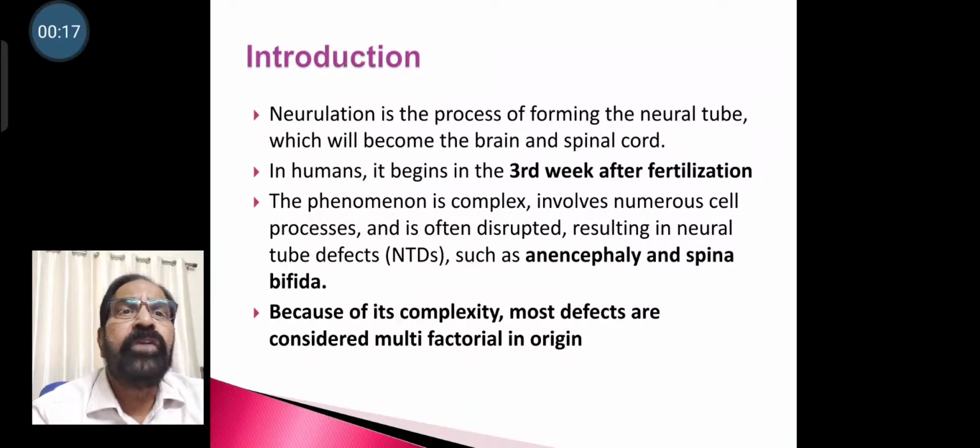Neurulation is the process of forming the neural tube, which will become the brain and spinal cord. In humans it begins in the 3rd week after fertilization. The phenomenon is complex, involves numerous cell processes, and is often disrupted, resulting in neural tube defects such as anencephaly and spina bifida. Because of the complexity, most defects are considered multifactorial in origin.